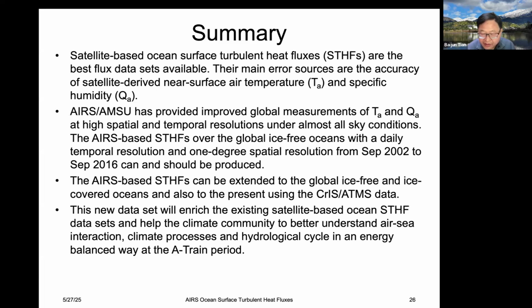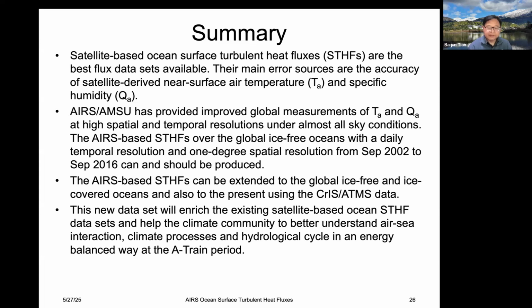near-surface air temperature and near-surface air humidity at high spatial and temporal resolutions, and we can use it to produce an AIRS-based ocean surface heat flux dataset over global ice-free oceans with a daily temporal resolution and 1 degree resolution from 2002 to 2016.